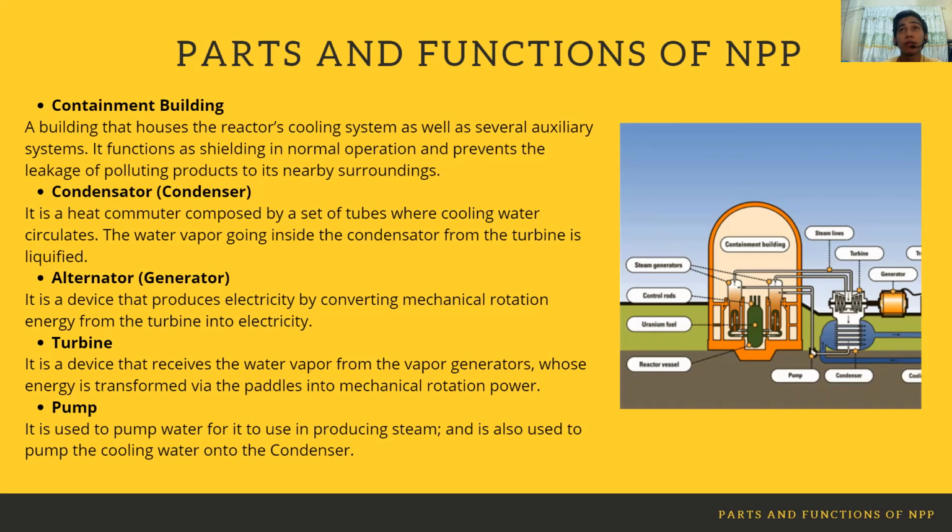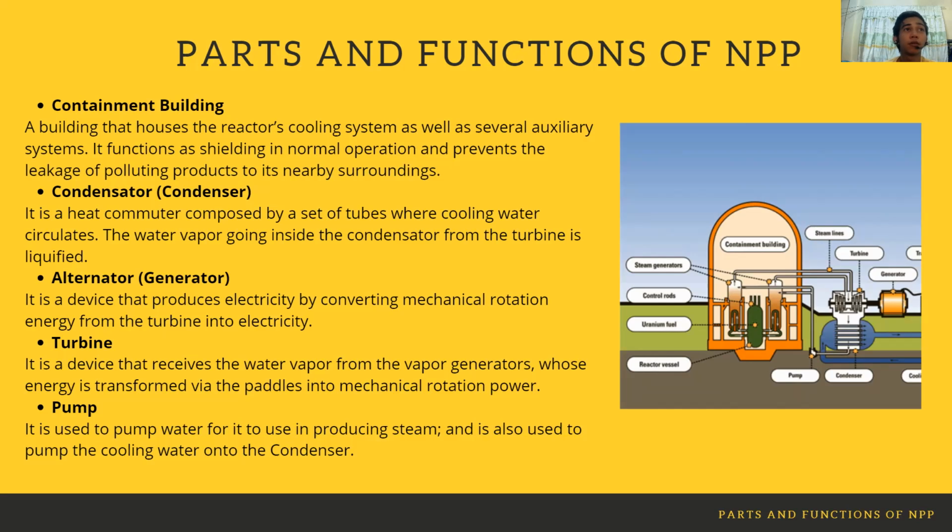The containment building is a building that houses the reactor's cooling system as well as several auxiliary systems. It functions as shielding in normal operation and prevents the leakage of polluting products to its nearby surroundings. Condensator or condenser. It is a heat exchanger composed of a set of tubes where cooling water circulates. The water vapor going inside the condenser from the turbine is liquefied.